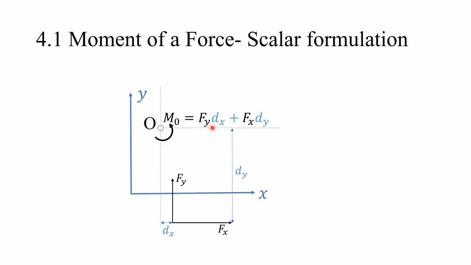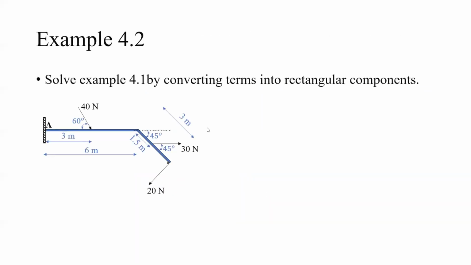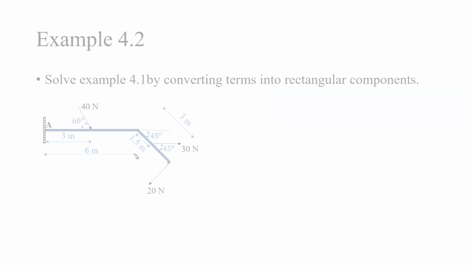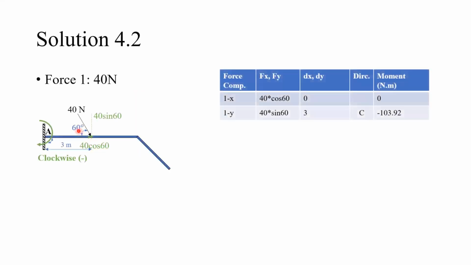Let's try to make a practice on example 4.1, 4.2, and in this example 4.2, we resolve example 4.1 by converting force and distance terms into rectangular components. And I want to start with the first force, 40 Newton, and these are the X and Y components of the 40 Newton. You can see the X component passes through point A.